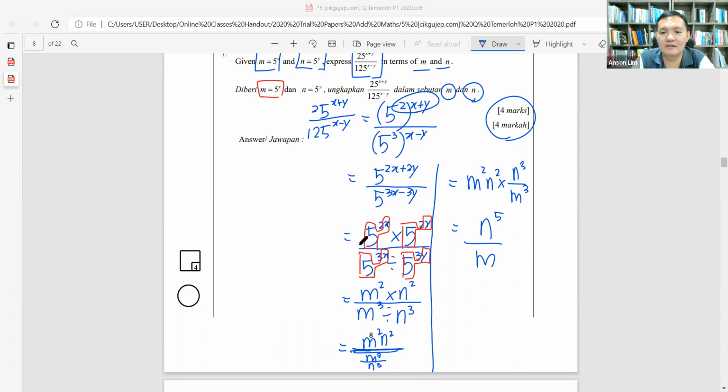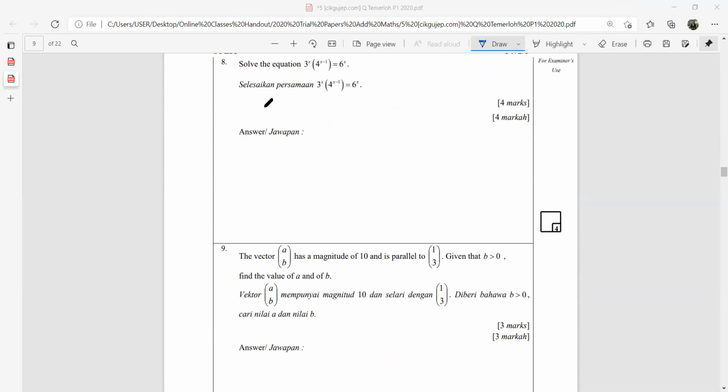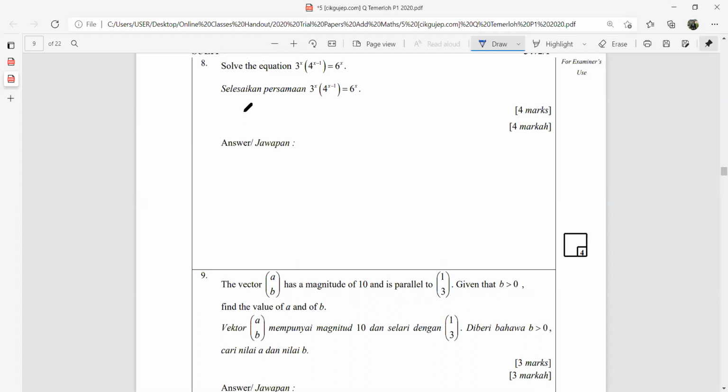Finished, right? Copying or finished checking your working? Okay, good. Now, question 8 and 9. Solve. And then again, got this vector magnitude. So, how to do it, right?